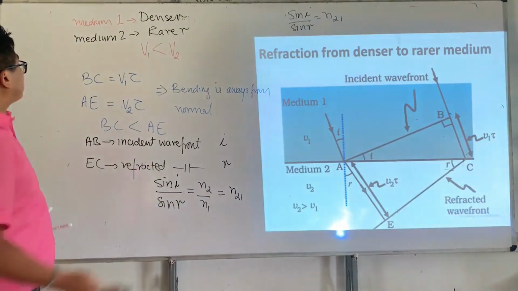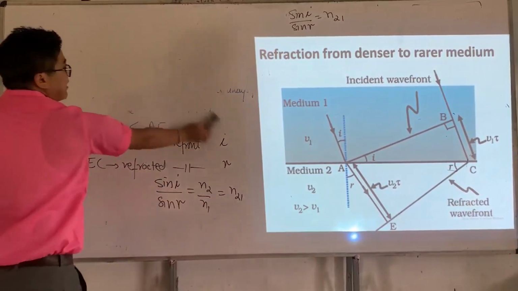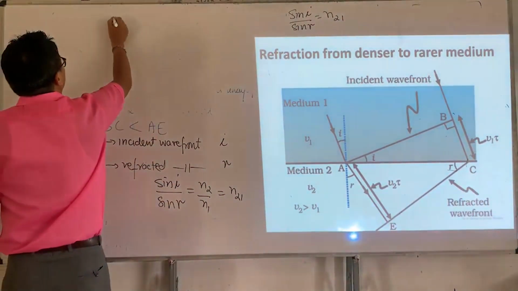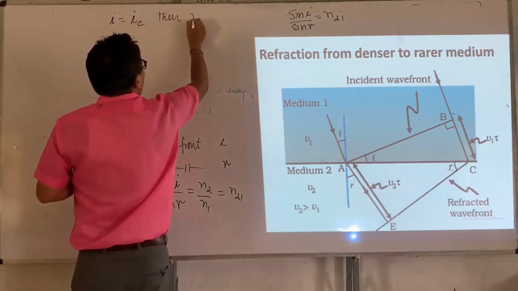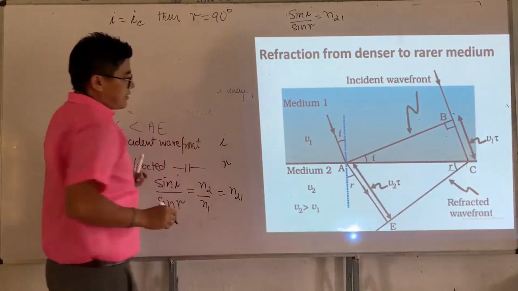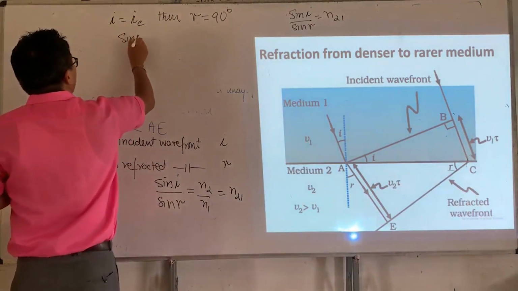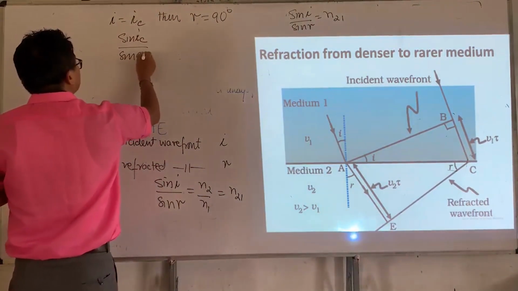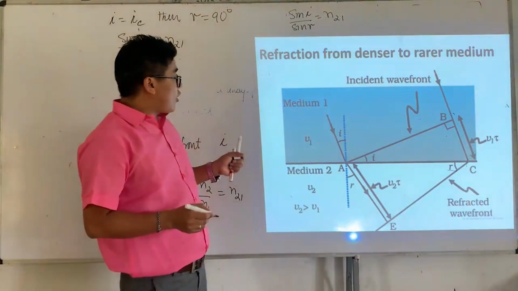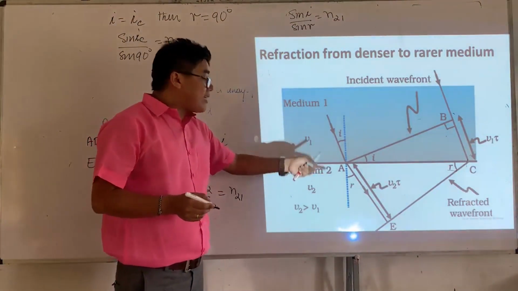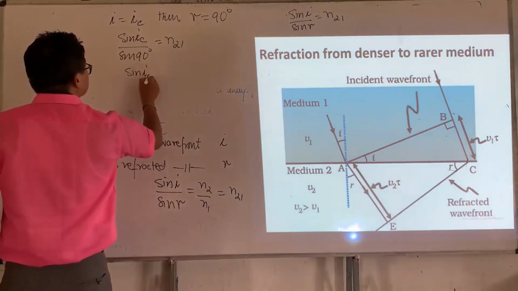Now let's say at the critical angle, if I is equal to IC, then R is going to be 90 degrees. This is what we derive. Therefore sin IC is equal to sin 90 degrees divided by N21. N21 is the refractive index of the second medium with respect to the first medium, where the second medium is rarer, which you should keep in mind.